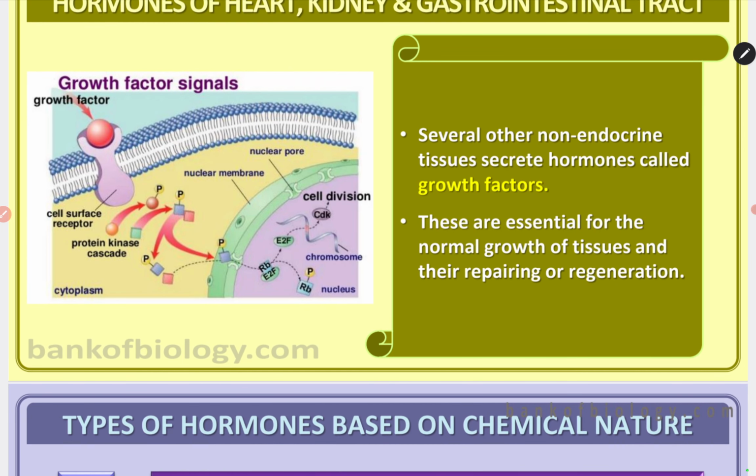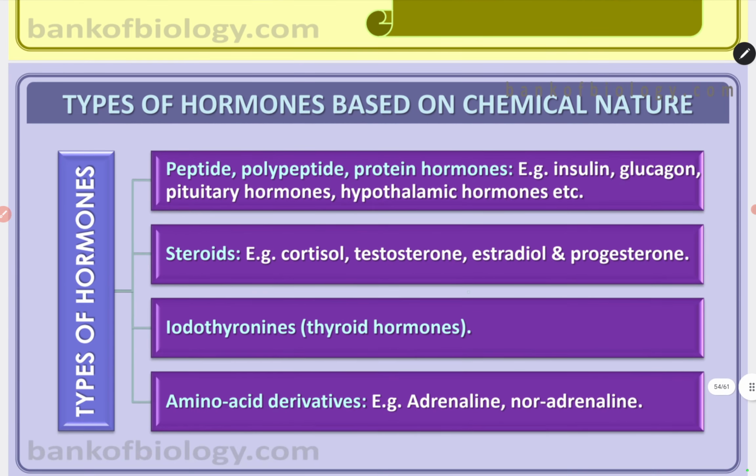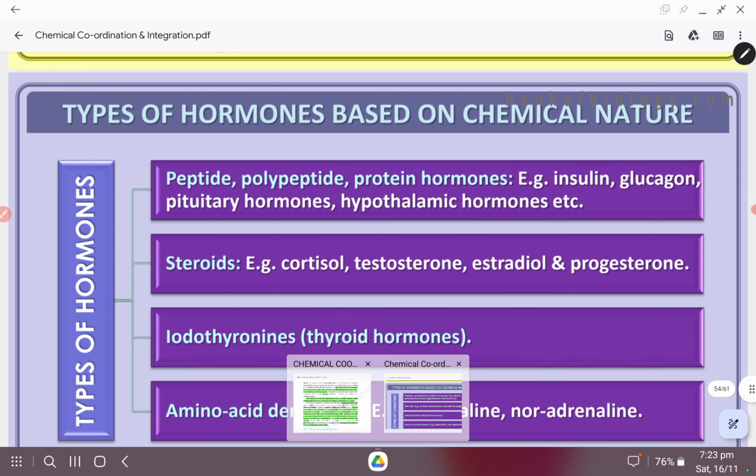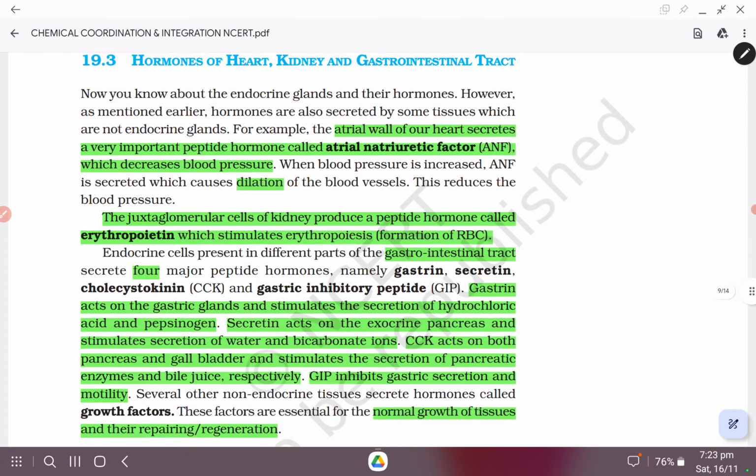Several other non-endocrine tissues secrete hormones called growth factors. These are essential for the normal growth of tissue and their repairing and/or regeneration. Here the growth factor, see that in the diagram. You can get a clear vision of this point. Now coming to NCERT, what it says here.